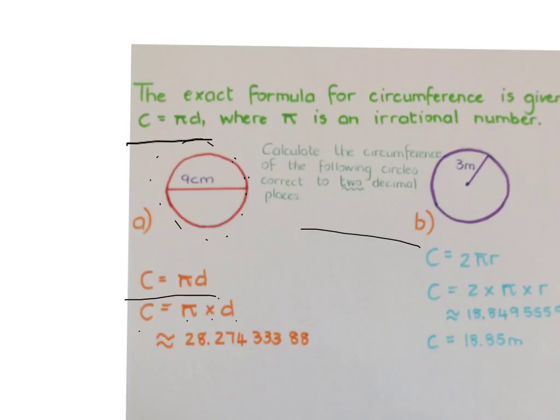So what we do is we put in our calculator pi, and you'll find that on there. I think it looks like a little n with a line on the top. So just find that on your calculator. Times by the diameter. And the diameter here was 9. And you get 28.274. But now it says correct to 2 decimal places. So the second decimal place is there, number 7. The 4 doesn't make it any bigger, so your answer would be 28.27. Let's have a look at this one.